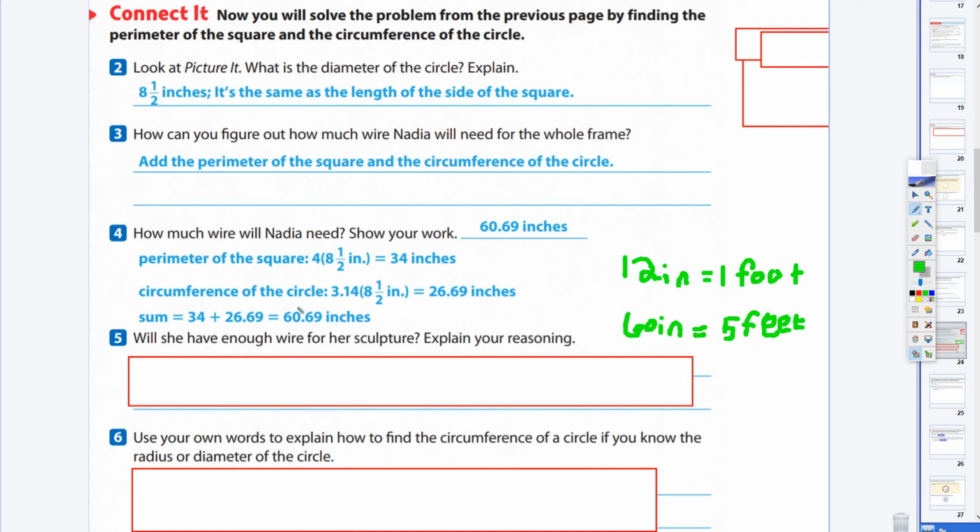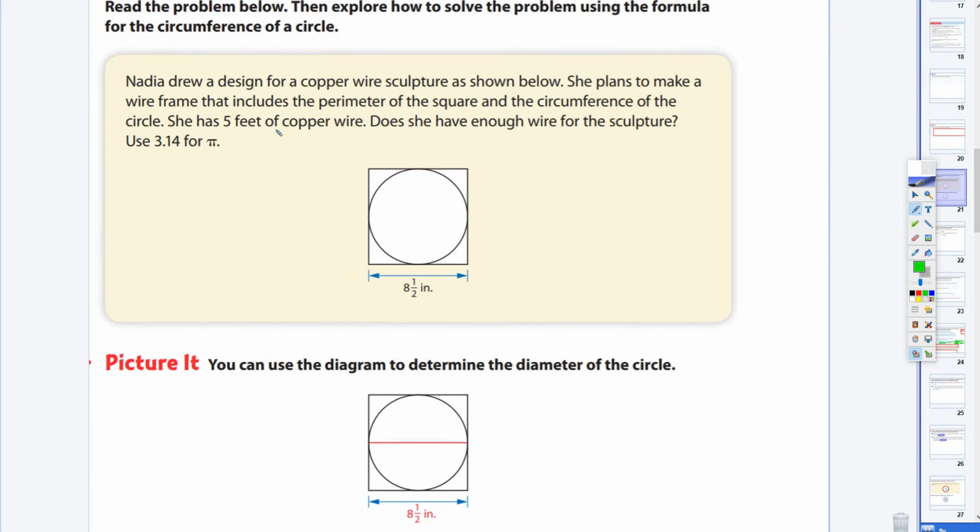So look at this. She has 60 inches. Remember that feet converts to inches. This is where the question gets tricky a lot. And if you rush through it, then you make a mistake. So again, understanding units is very, very important.